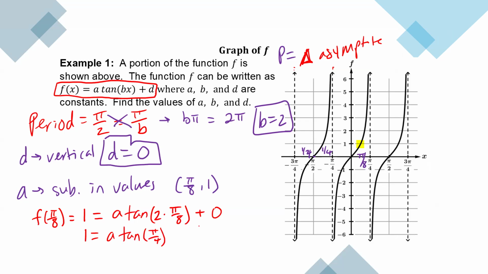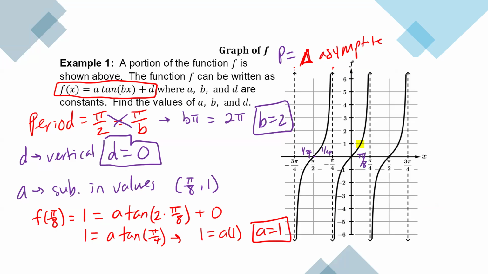Okay, so evaluating, we get 1 equals a times the tan of pi over 4, because 2 times pi over 8 is pi over 4. What is the tangent of pi over 4? What are the x and y coordinates at pi over 4? It's what, Randy? 1. Good job. Because y divided by x is going to be 1. So we end up with 1 equals a times 1, which just means your a equals 1.